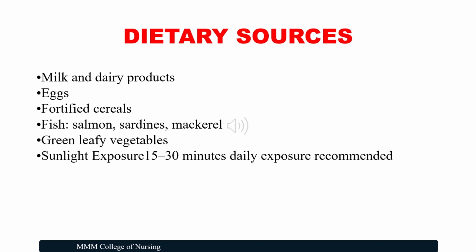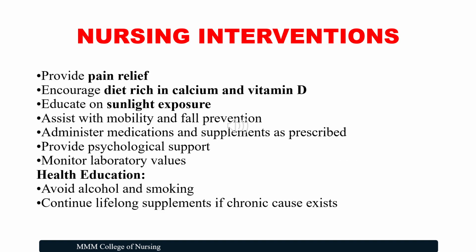So the dietary sources for osteomalacia are milk and dairy products, which are very essential for this condition. Eggs, fortified cereals, fish like salmon, sardines and mackerel, green leafy vegetables, and sunlight exposure for a minimum of 15 to 30 minutes is recommended.